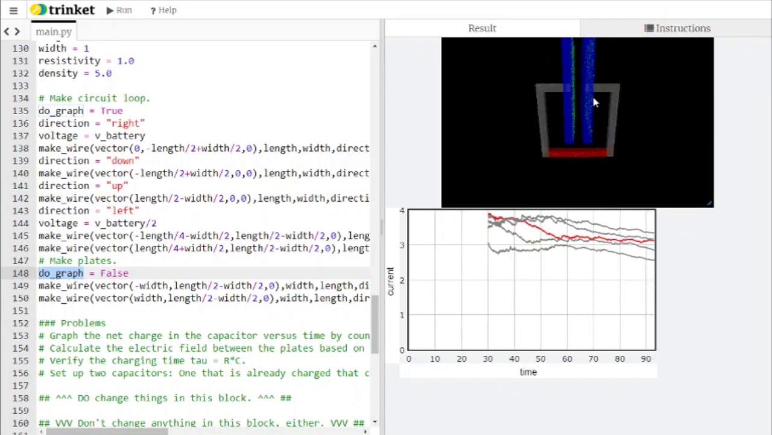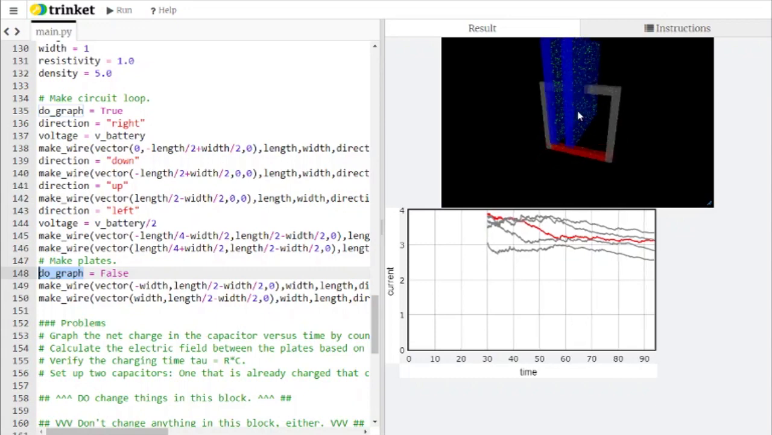So I hope this is useful to you as you are studying RC circuits, and I hope it helps you learn a little bit more about how they work.